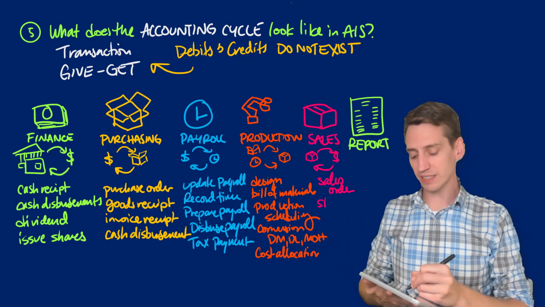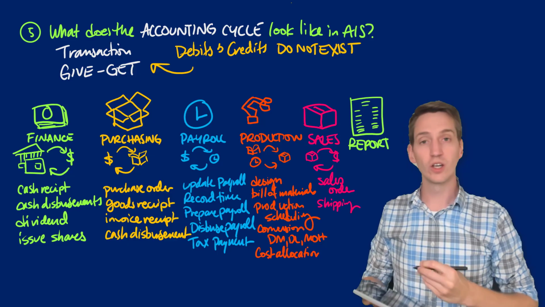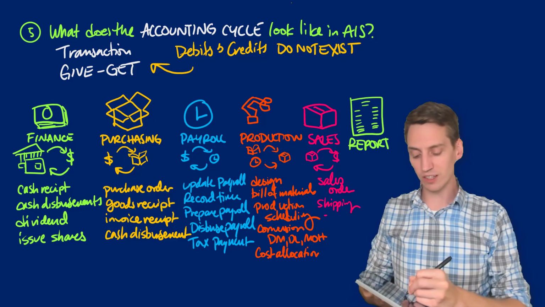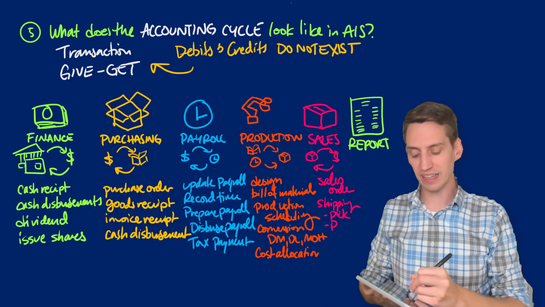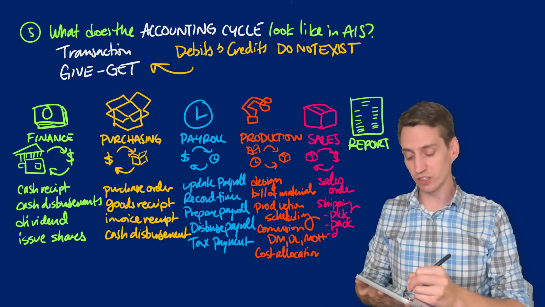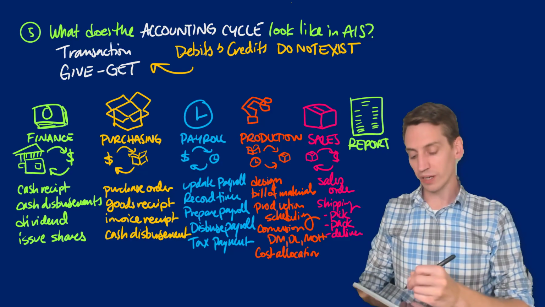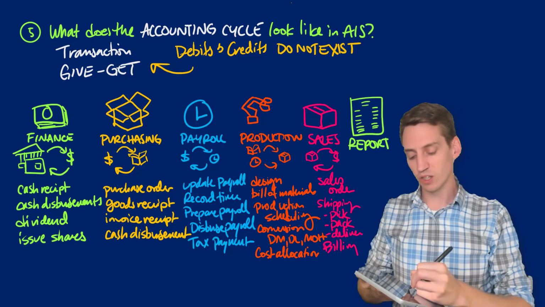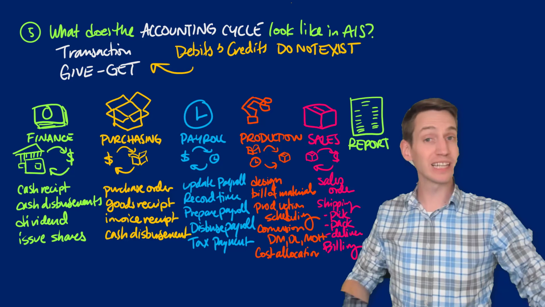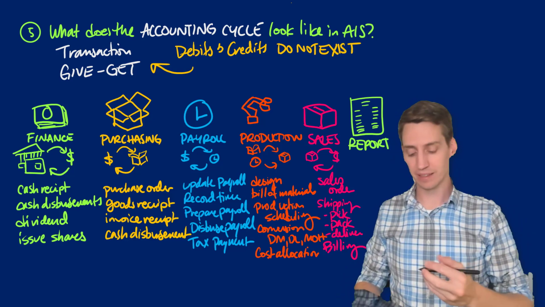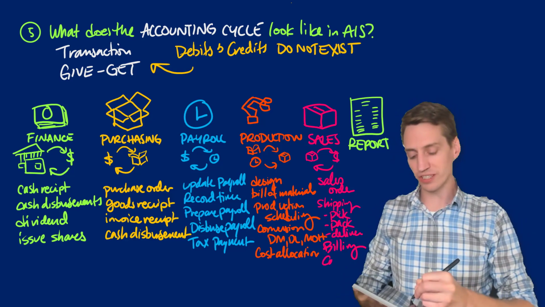We have the shipping process, which involves steps of going to the warehouse. We're going to pick things off the shelves. We're going to pack them in a box, and then we're going to deliver the goods. We're going to have the billing portion, where we send an invoice to those customers saying, hey, we're glad you like our stuff. Now please pay us. And then finally, we'll have our cash receipt.